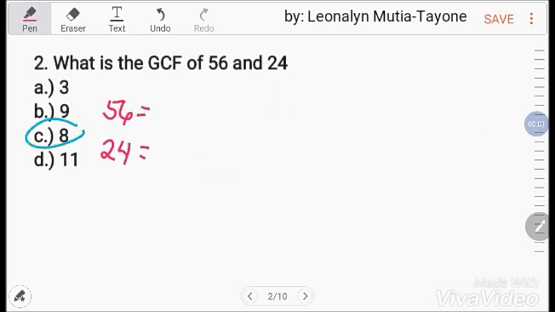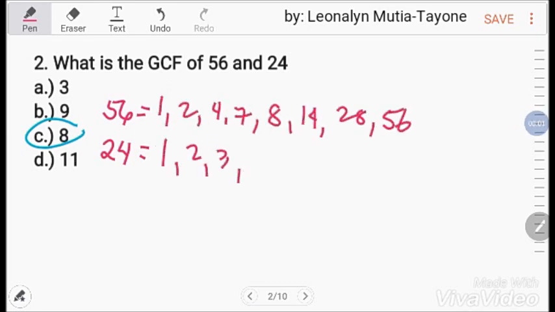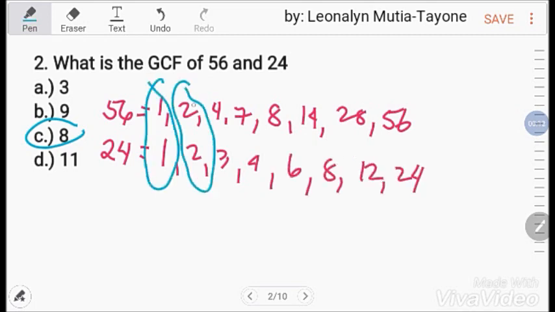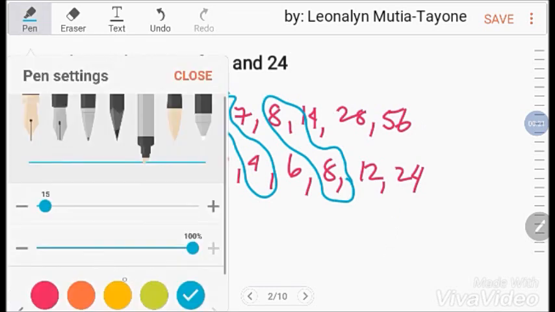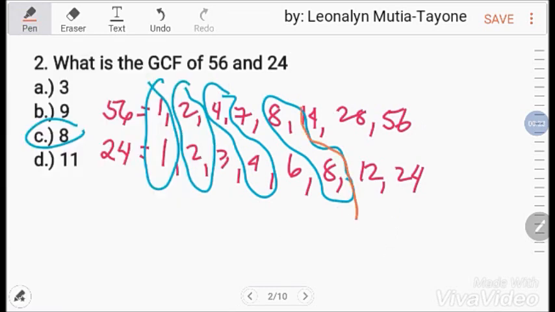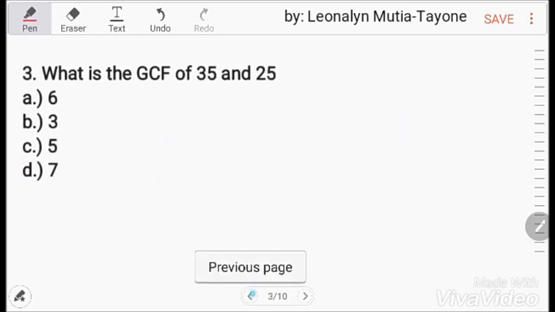Another way, i-list down natin lahat ng mga factors ni 56. Ito yung common factors. Common factors at wala na. So, sa lahat ng common factors, ito yung greatest common factors.